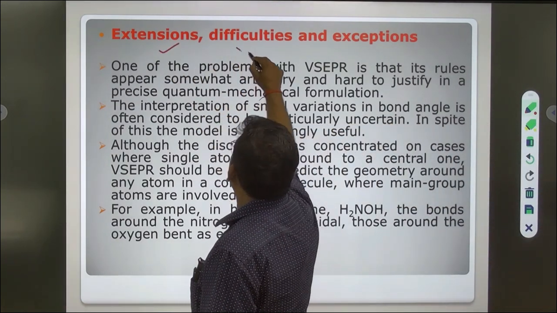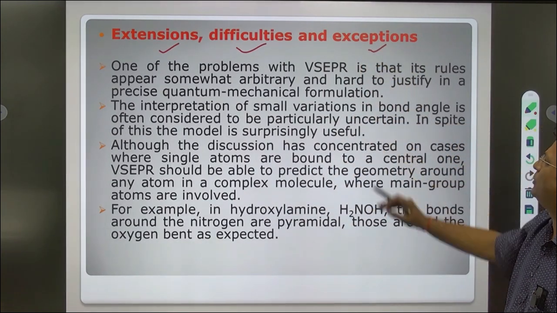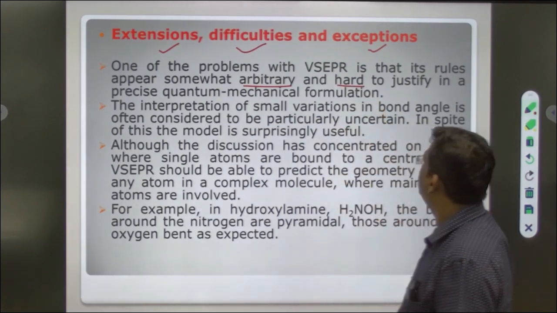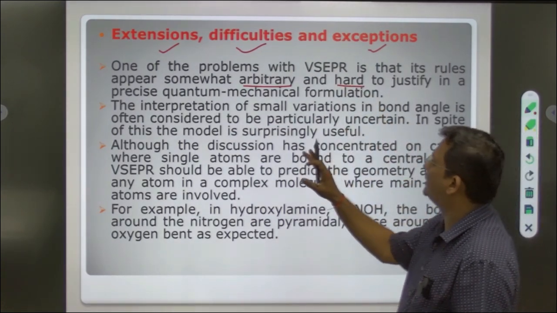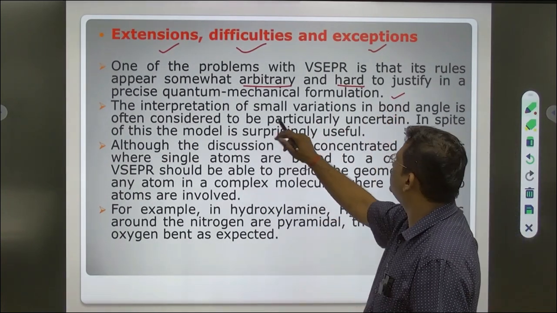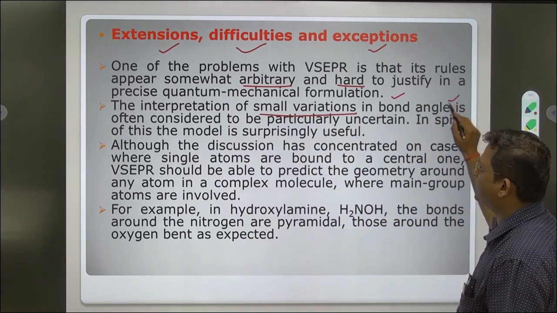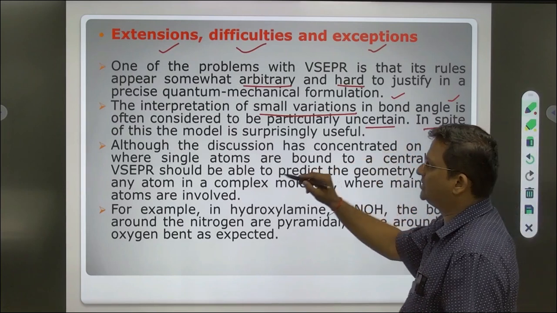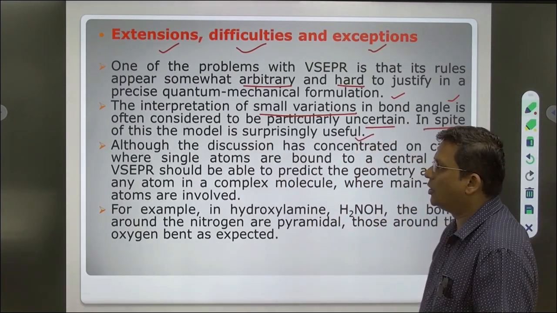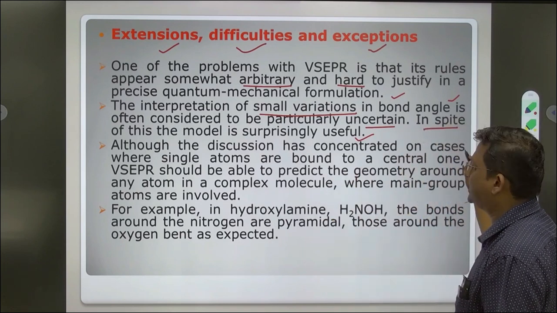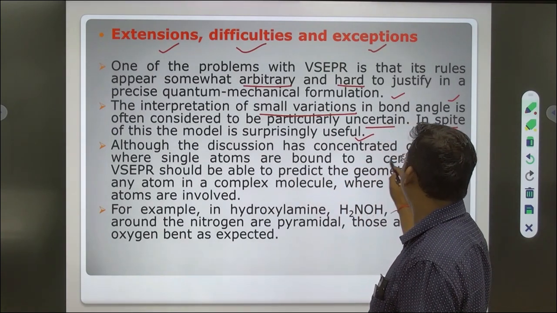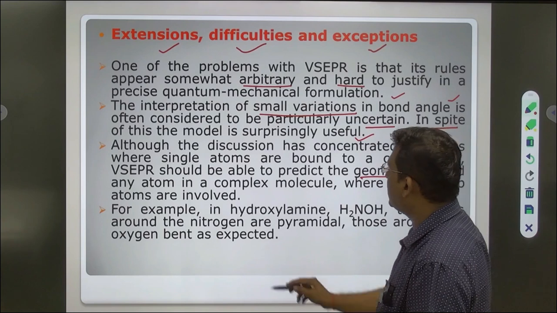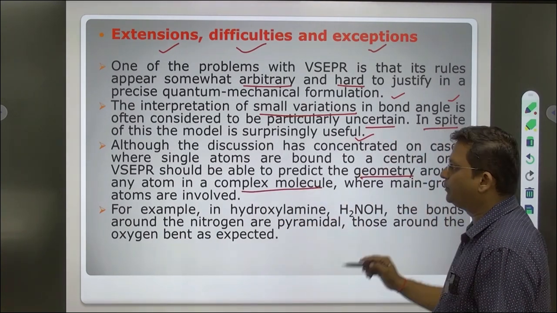Extension, difficulties and exceptions. One of the problems with VSEPR theory is that the rules appear somewhat arbitrary and hard to justify in a precise quantum mechanical formulation. The interpretation of small variations in bond angle is often considered to be particularly uncertain. In spite of this, the model is surprisingly useful. Although discussion has concentrated on cases where single atoms are bonded to a central atom, VSEPR should be able to predict some geometries around any atom in a complex molecule where main group atoms are involved.